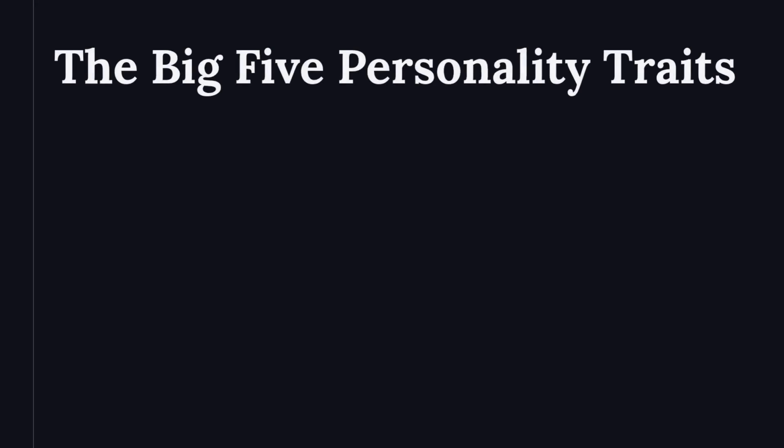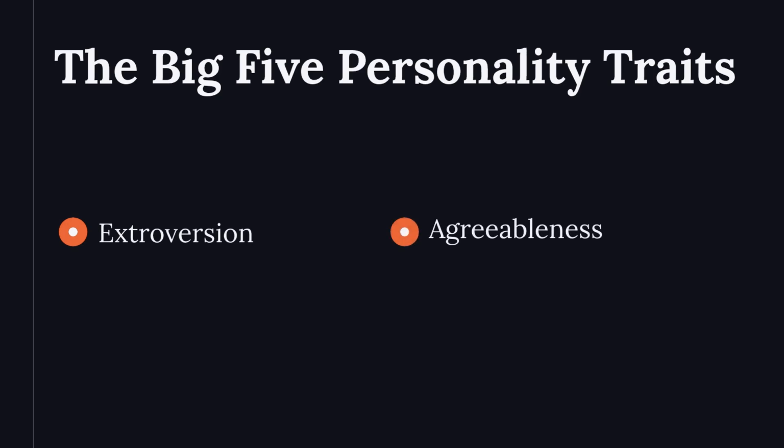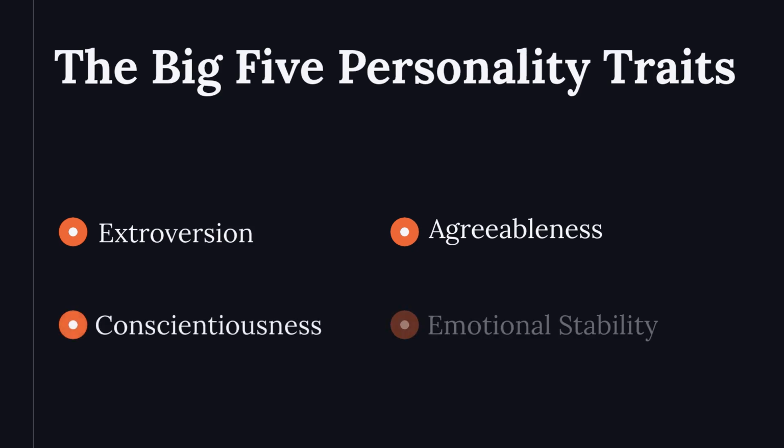The big 5 traits are extroversion, agreeableness, conscientiousness, emotional stability, and openness. These traits are stable across cultures and ages. They predict behavior in various fields. Understanding these traits aids in personal and professional contexts. They are crucial for teamwork and leadership.